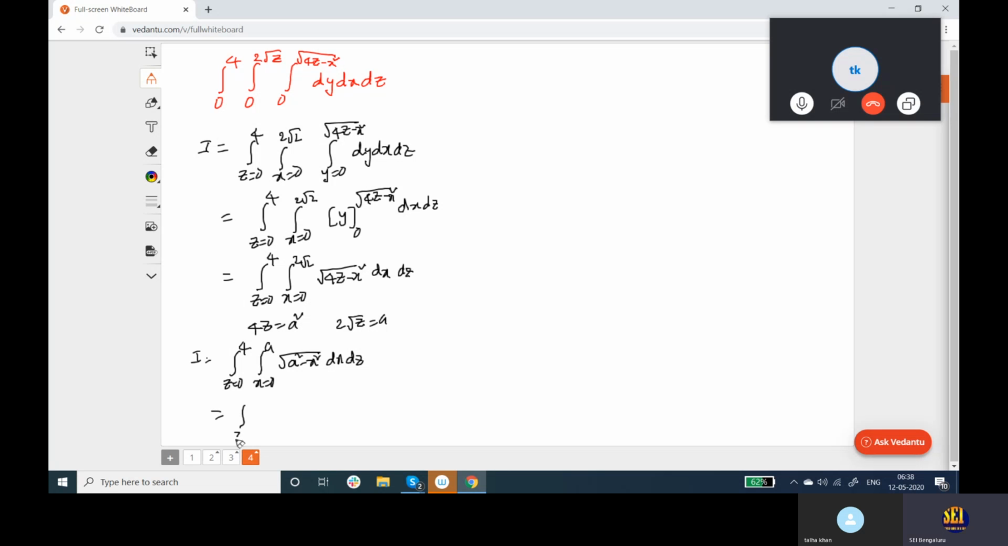So integral z is equal to 0 to 4, square root of a square minus x square by 2 plus a square by 2 sin inverse of x by a. So x is equal to 0 to a into dz. That is equal to integral z is equal to 0 to 4, 0 plus a square by 2, sin inverse 1 minus sin inverse 0 into dz.